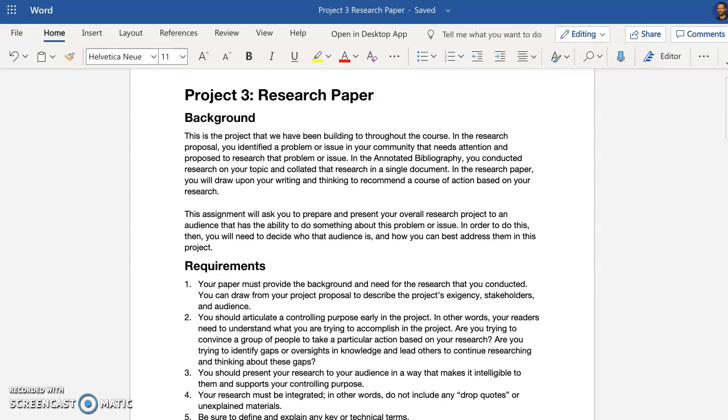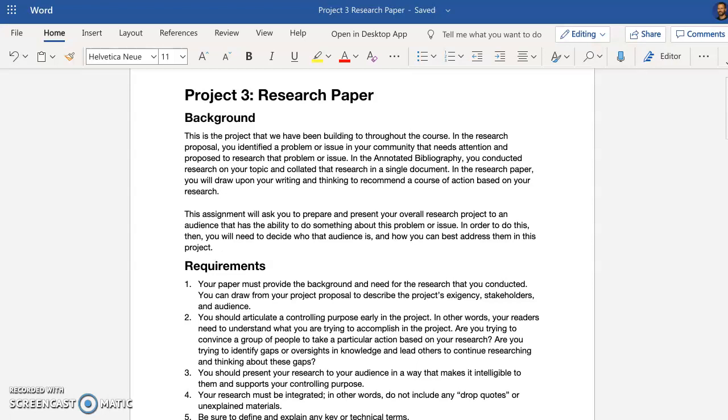So at this point you have collected all your ingredients, which are your sources, and you are kind of starting to mix those sources up. And the research paper is kind of the cake that's going to come out of the oven.